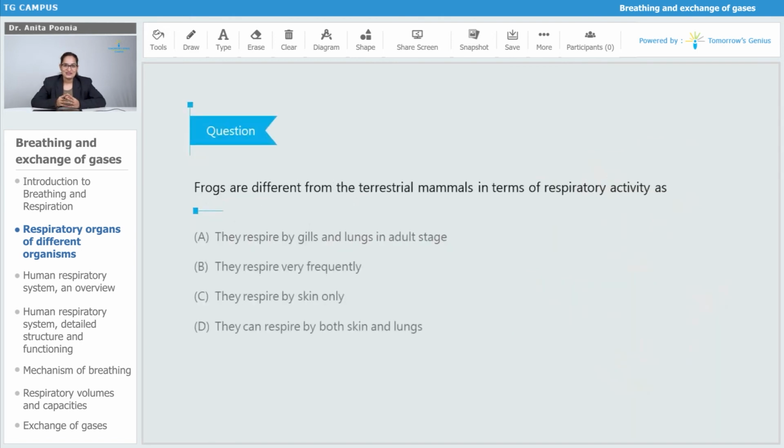So now we've landed on another question. Let us take a look at this question. The question is, frogs are different from the terrestrial mammals in terms of respiratory activity as, and the options are: they respire by gills and lungs in adult stage, they respire very frequently, they respire by skin only, or they can respire by both skin and lungs? What do you all think? Yes, frogs have this ability to respire using both their skin and lungs.